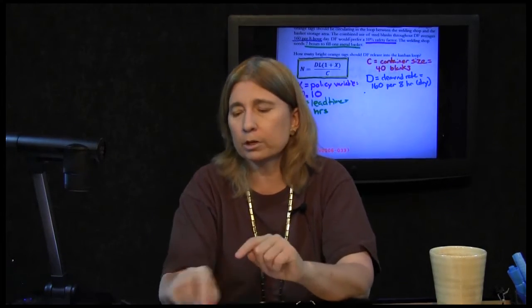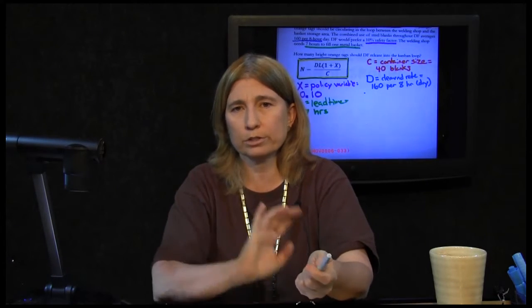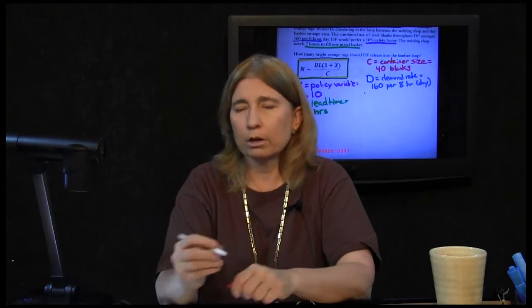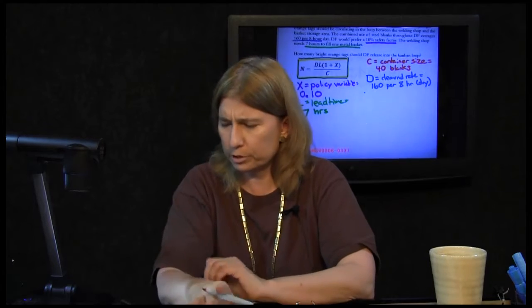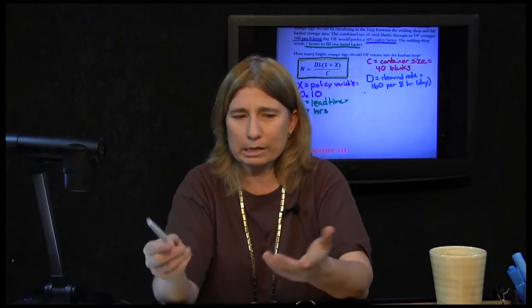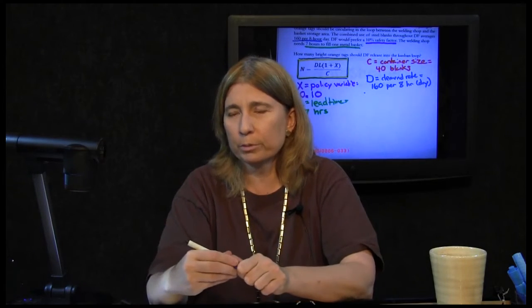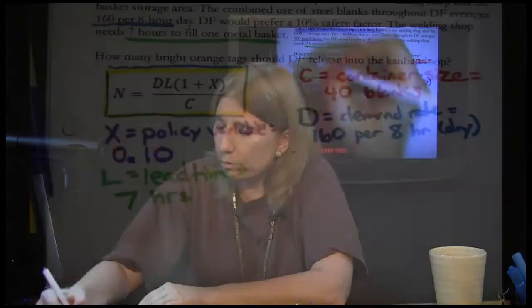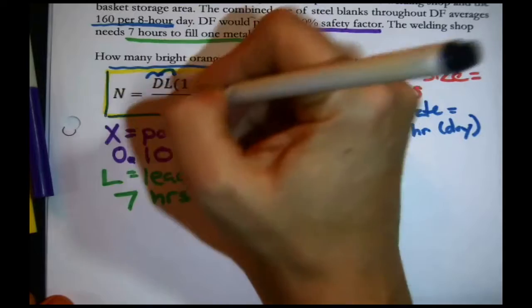All right, D, L, X, and C, we have everything that we need. Just fill in the formula to determine the number of bright orange tags that should be circulating in the loop. The bright orange tags are the Kanbans. So you're probably thinking, I'm going to write 160 times 7 times 1.1. Except don't write that, especially not in ink. Don't write the 160. This is a pretty simple formula, but there's one thing we need to be very aware of, and it's right in here.